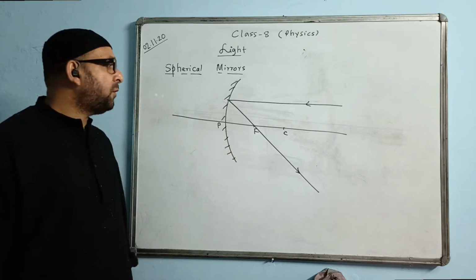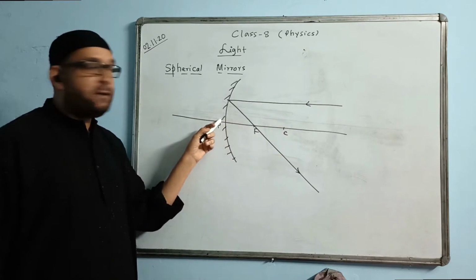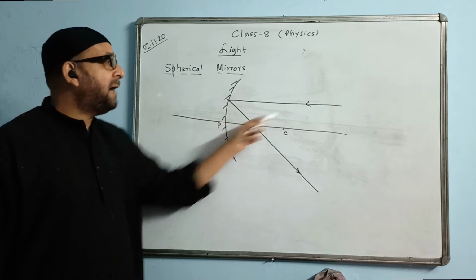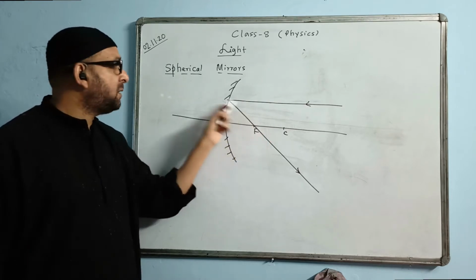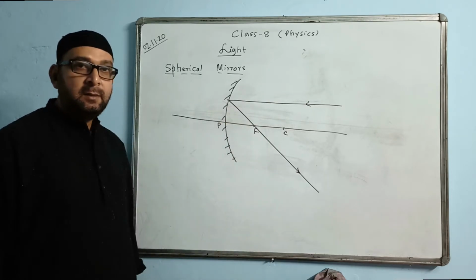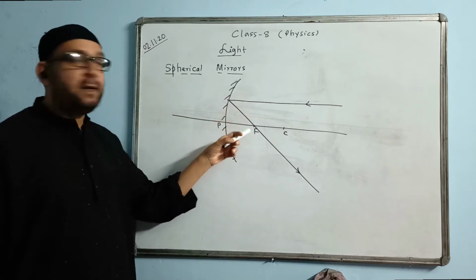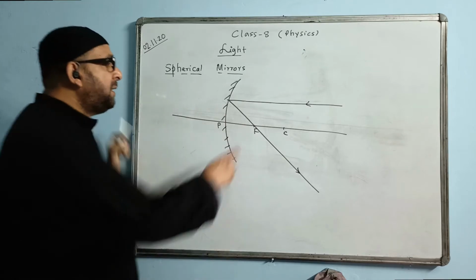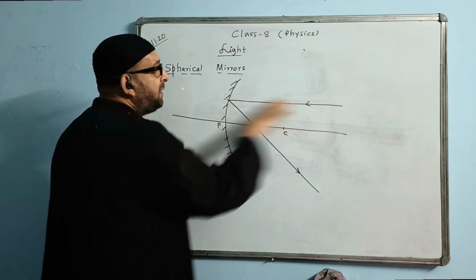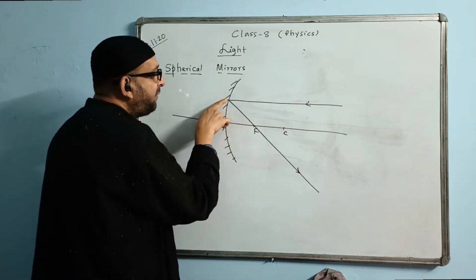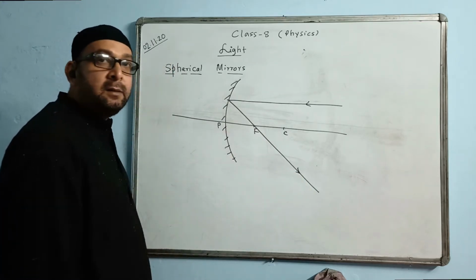How to define the focus of a concave mirror? We say it is the point on the principal axis of the concave mirror through which an incident ray parallel to the principal axis, after reflection, passes. So this diagram we should keep in mind, and once we draw the diagram we can define it ourselves. It is the point on the principal axis of the concave mirror through which an incident ray parallel to the principal axis, after reflection from the mirror, passes. So that is how we define the point focus.